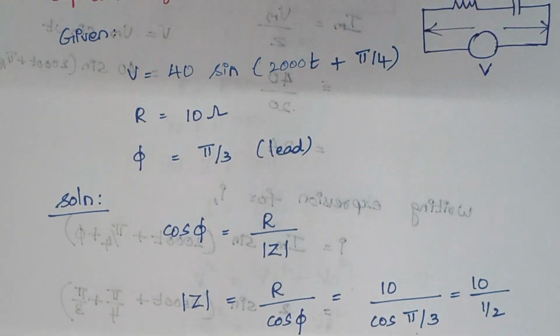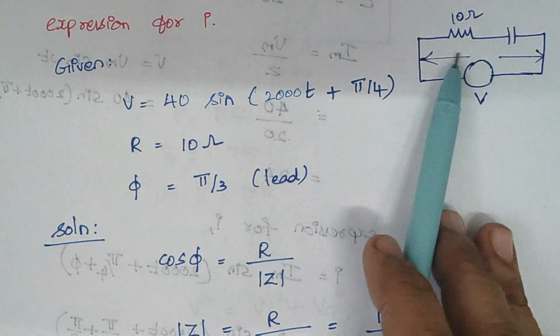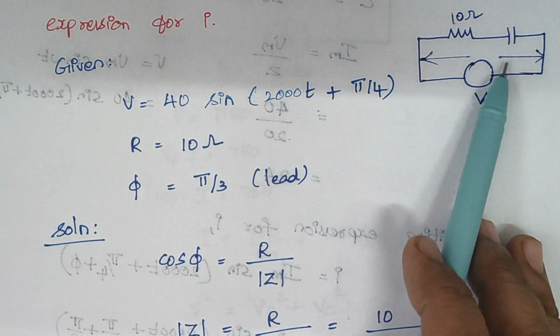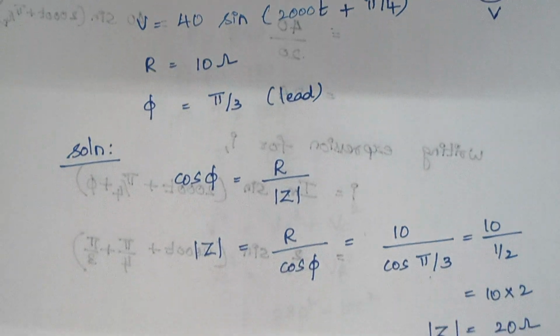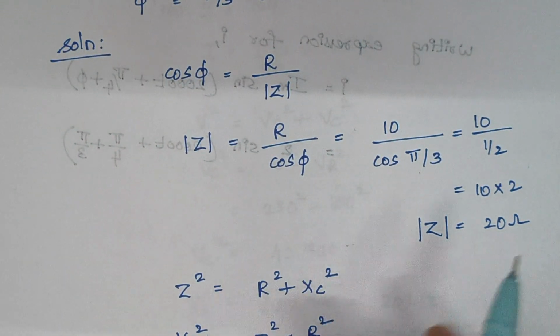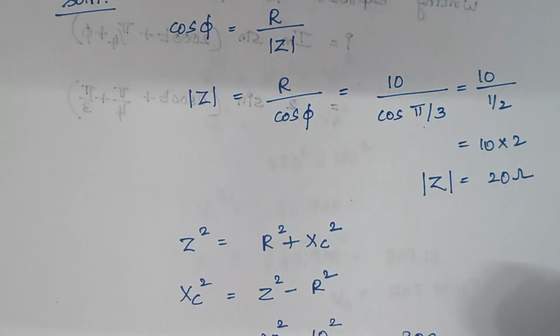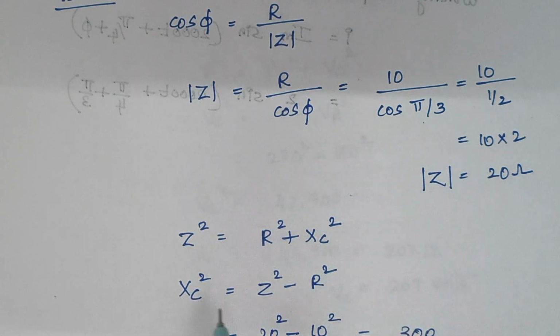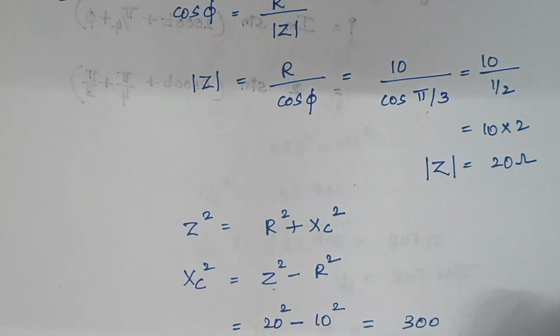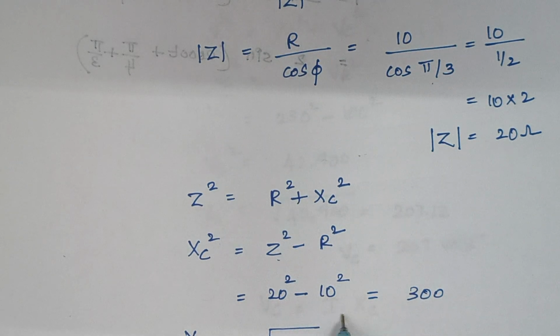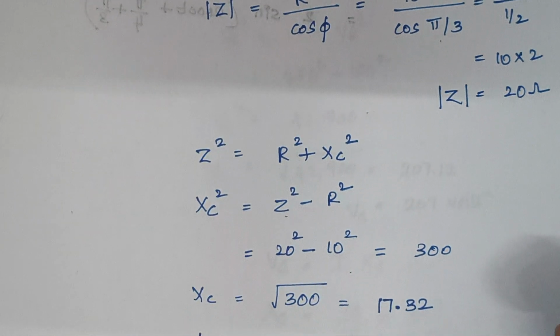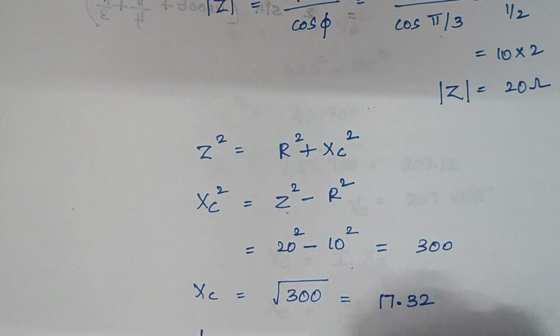So in the case of RC series circuit, what is the expression for Z? Impedance Z square is given by R square plus XC square, right? R square plus XC square, we need to calculate XC square. So XC square is nothing but Z square minus R square. We know the value of Z, we know the value of R, right? So just directly substitute, and here the value of XC square is 300. Therefore, the value of XC is 17.32 ohms, right?